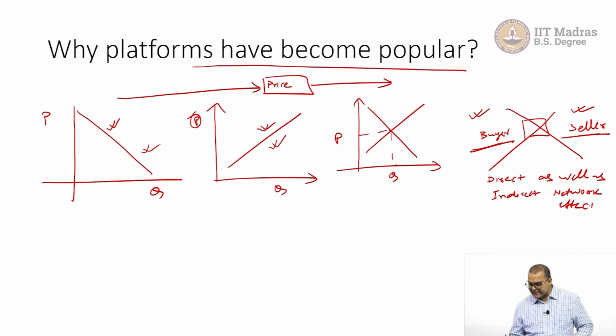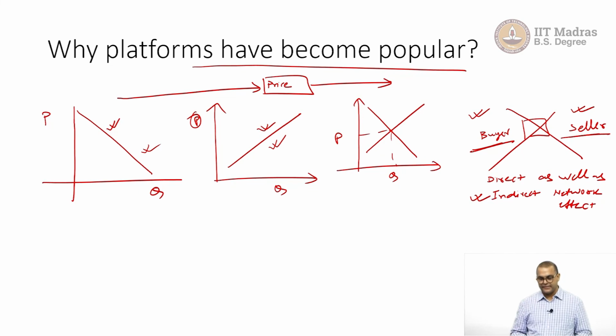And this indirect network effect is very, very important. That's linking the both sides. I go to a platform because I hope there are many more people on the other side. So that's why it's quite important. That's the way it is different. I wanted to emphasize that.